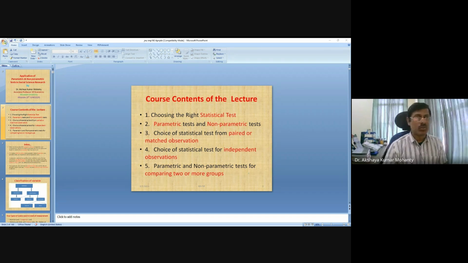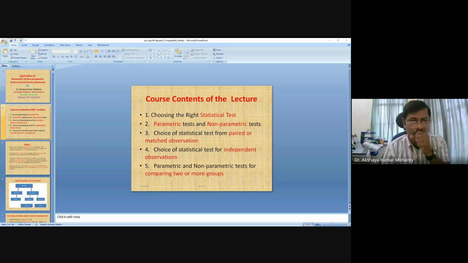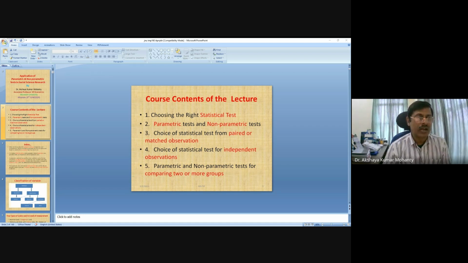So now this is the course contents of the lecture. There are five components of this lecture: choosing the right statistical test. The second one is the parametric test and non-parametric test choice. The third one is the choice of a statistical test for paired or matched observations. The fourth one is the choice of statistical test for independent observations. And the fifth one is the parametric and non-parametric test for comparing two or more. So these are our contents for today.